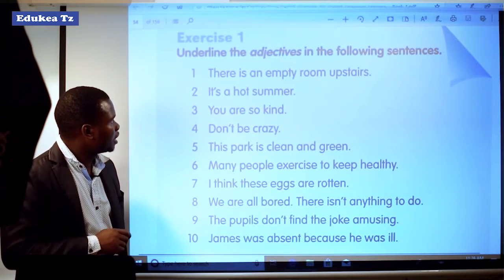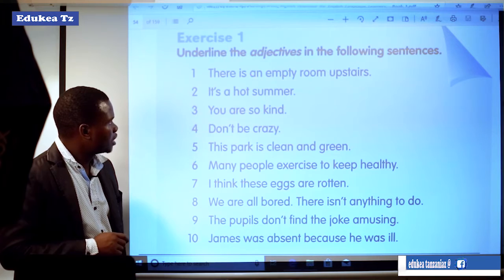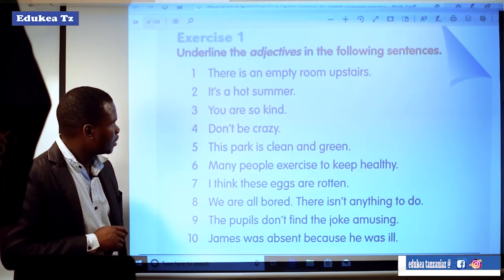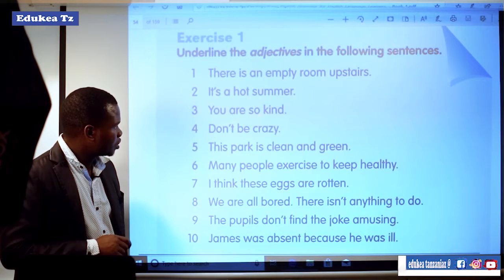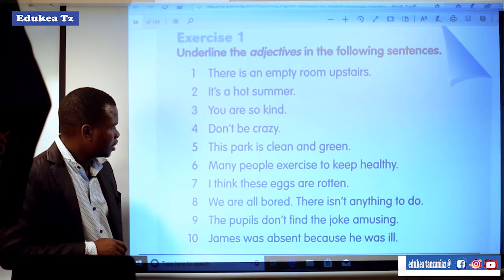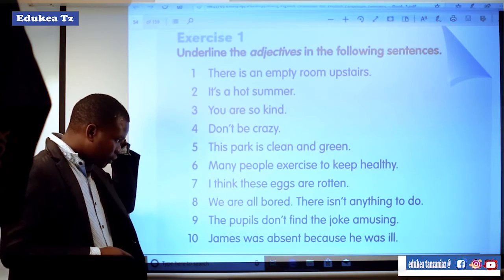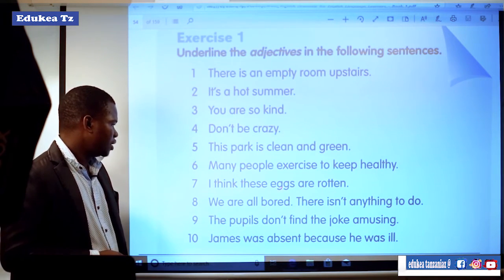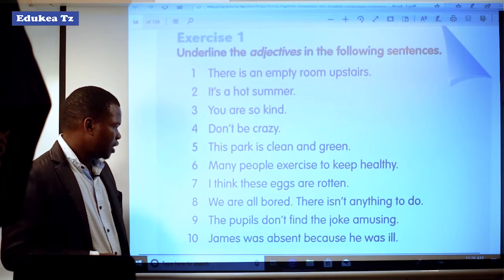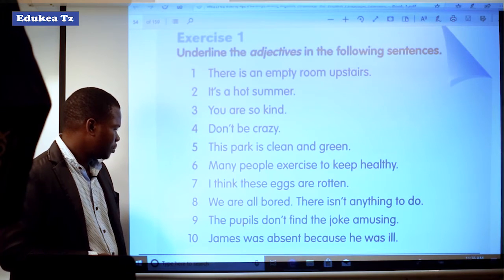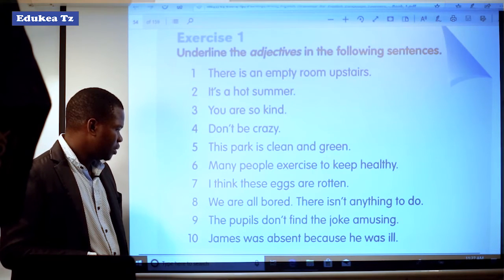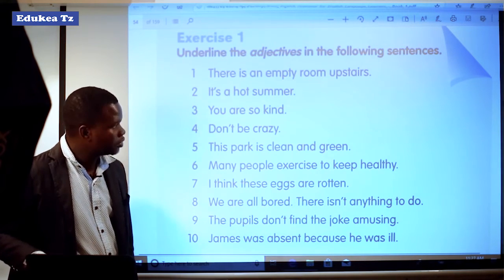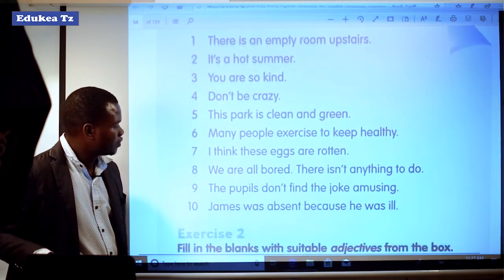Now underline the adjectives in the following sentences. There is an empty room upstairs. It's a hot summer. You are so kind. Don't be crazy. This park is clean and green. Many people exercise to keep healthy. I think these eggs are rotten. We are all bored. There isn't anything to do. The pupils don't find the joke amazing. James was absent because he was ill. So you have to underline the adjectives in the following sentences.